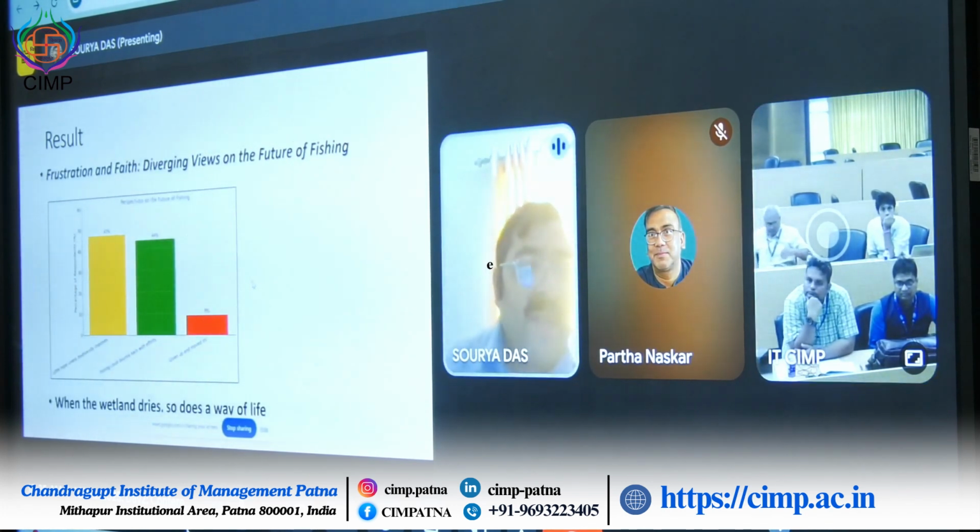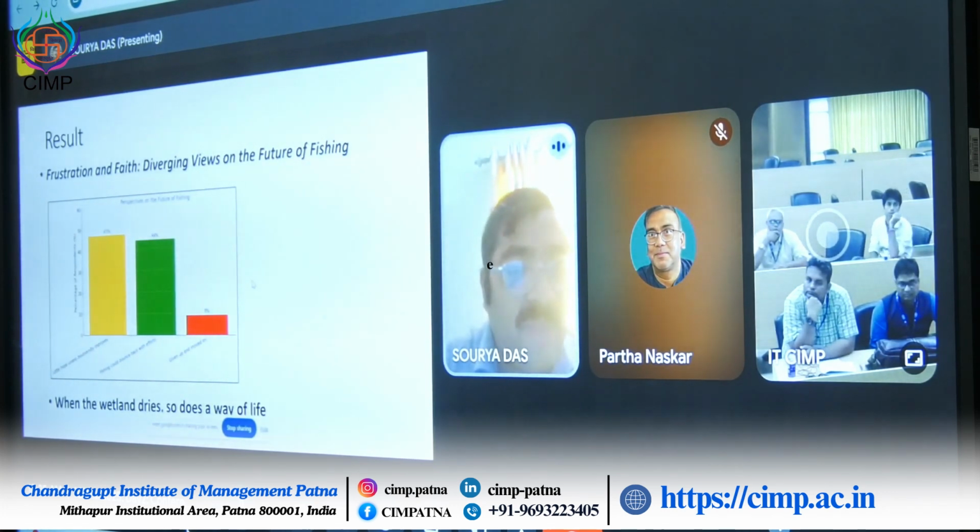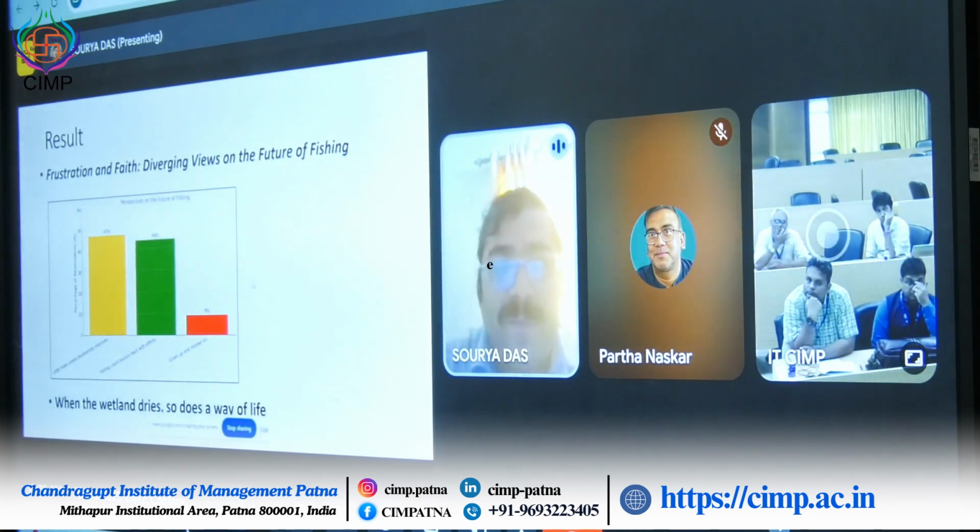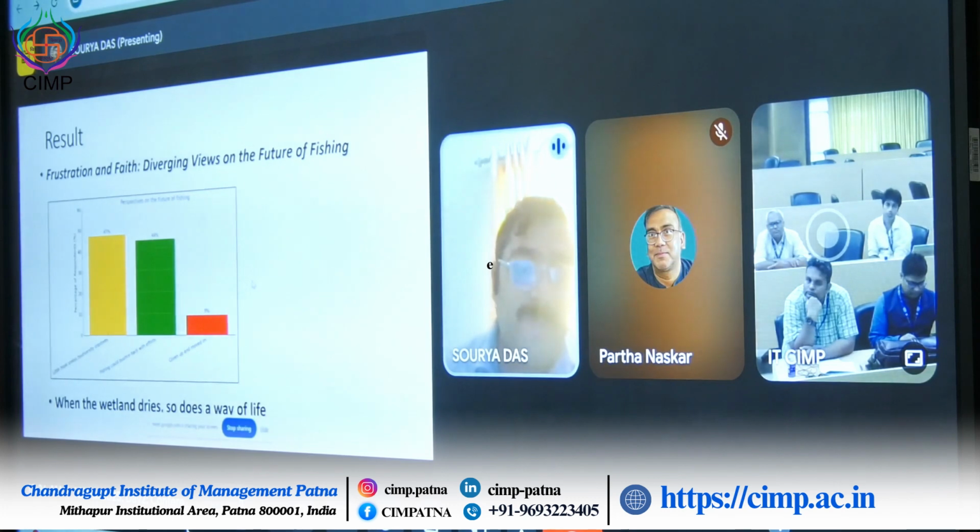Now we have done a household survey, and the results suggest that only 47% of people are hopeful about the fishery activity, and 47% of people have little hope, whereas 44% of people hope that they can bounce back, and 9% of people have given up the fishery. When the wetland dries up, the people also leave fishery, and fishery is a way of life for them.